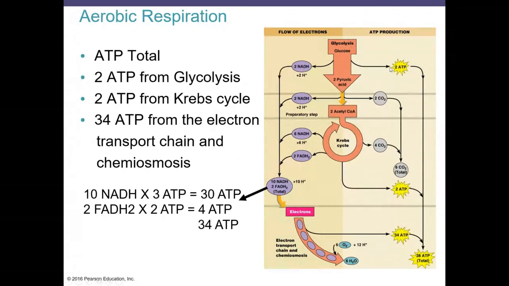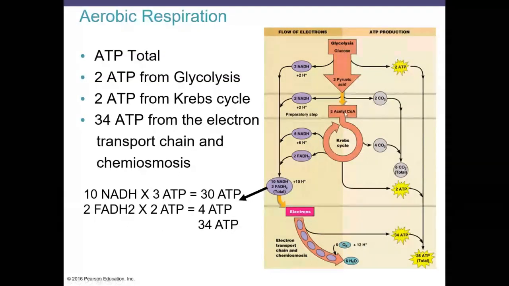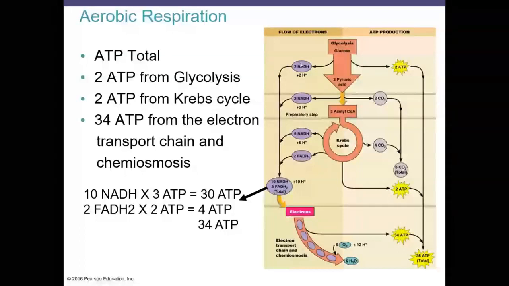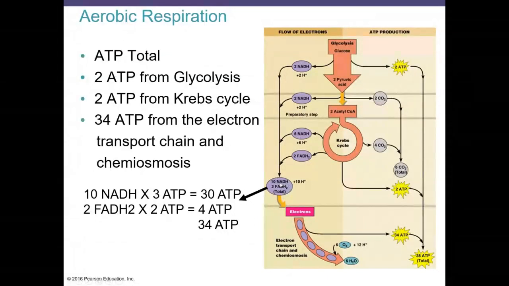So glycolysis, again, we produce 2 ATP, 2 NADH, right? That then goes down into the Krebs cycle, and through the Krebs cycle on the way, we're going to produce 2 more NADH in the preparatory step, and then in the energy conserving step, we're going to make 6 more NADH and 2 FADH2. So if we look at our totals of all of these, we get 10 NADH, 2 FADH2. And if we do the math on that, you can see where we get the 34 ATP that are produced in the electron transport chain.